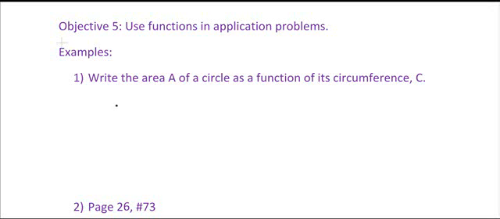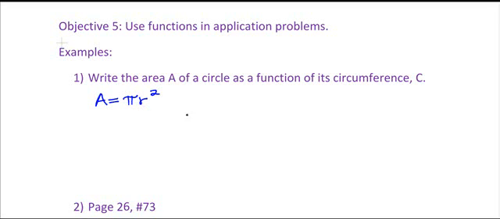Now let's take a look at some application problems in Objective 5. The first example is to write the area A of a circle as a function of its circumference C. Well, if you recall, area is defined in terms of r. It is pi r squared. So right now, area is a function of the radius.